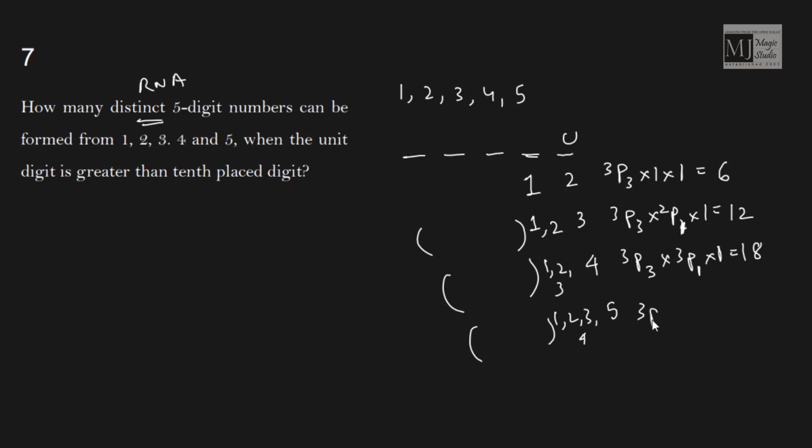So how many numbers can be formed? 3P3 into 4P1 into 1. 6 into 4 is 24. So the total is 10, 20, 30, 40, 50, 60.